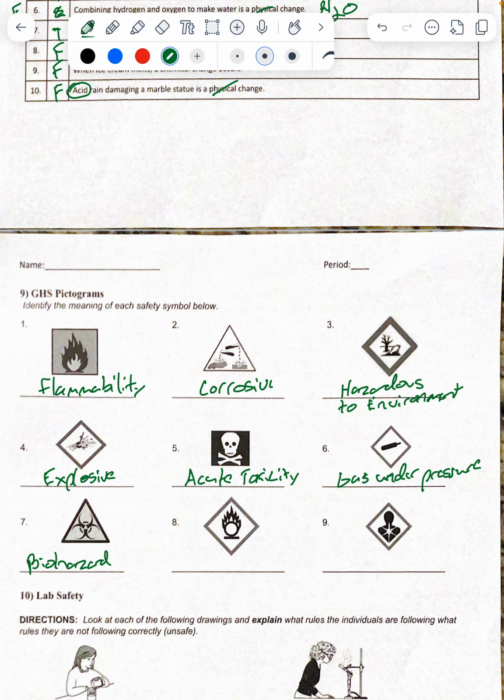This one's usually the tough one. It's got basically a flame on top of a little O. That means it's an oxidizer. So that means basically, fire needs oxygen, right? That's why I remember that.